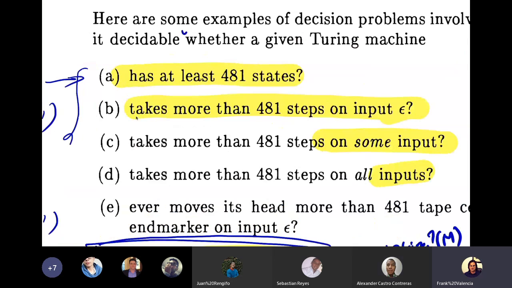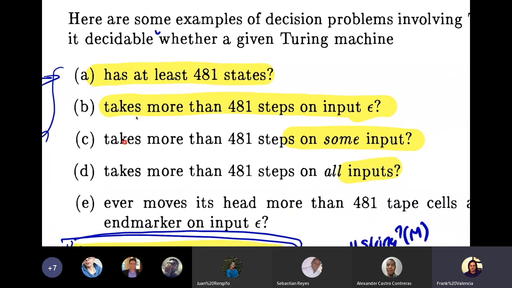So the first one is very easy. The easiest one, you can just check the set of states immediately. This one you have to make a simulation. This one requires a little bit more thinking. You need to decide if your input machine takes more than 481 steps on some input.